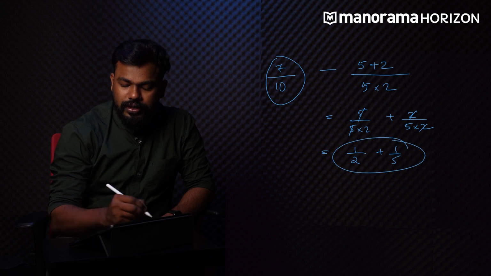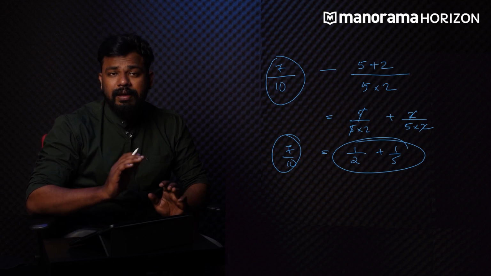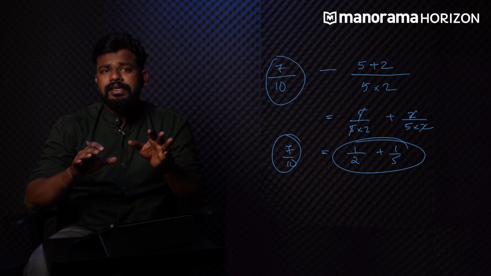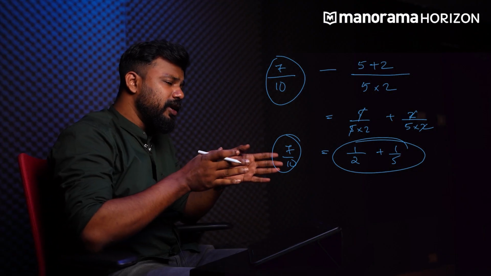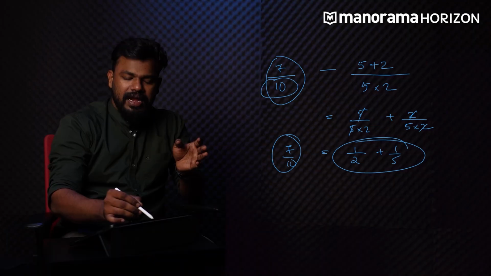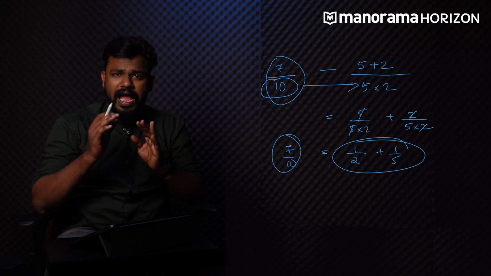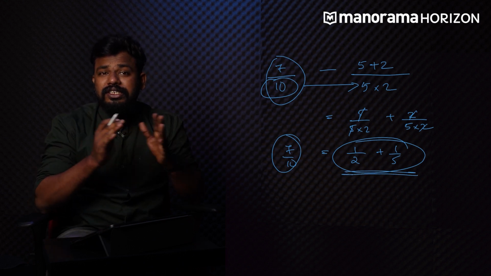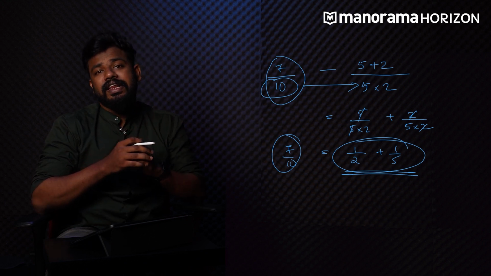I can also write this fraction, 7 by 10, as a sum of two separate fractions, which is 1 by 2 plus 1 by 5. This is the basic idea that goes behind partial fractions. So you have a denominator. Here the denominator is not in the form of a product, but still I took 10 and wrote it as 5 into 2. Now it is in the form of a product, and I have split up those denominators into two separate fractions, which makes our calculations in integration very easy.